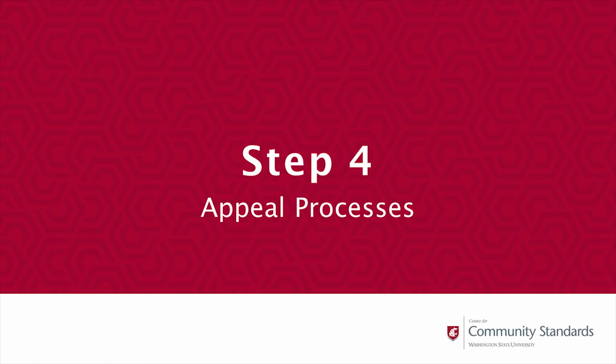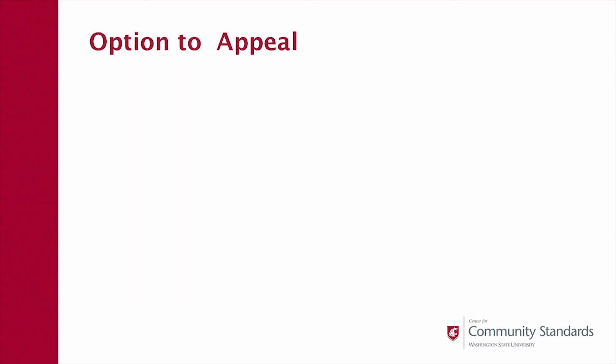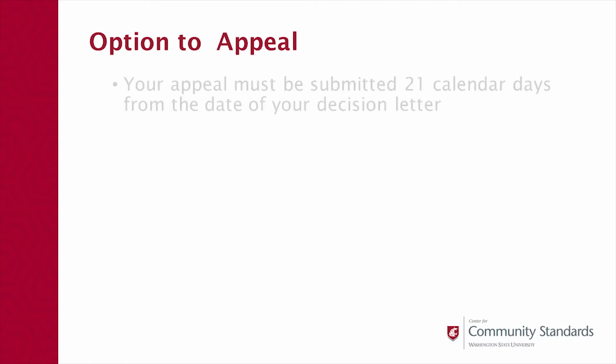Step 4 in the community standards process is the appeals process. If you choose, you have the right to appeal the decision of your conduct officer or your conduct board. Whether you have completed a conduct officer hearing or a conduct board hearing, you have the option to appeal the decision. The appeals board is in place to consider your appeal after you have been through a university conduct board or conduct officer hearing and you would like a review of the determined outcomes and any sanctions imposed.